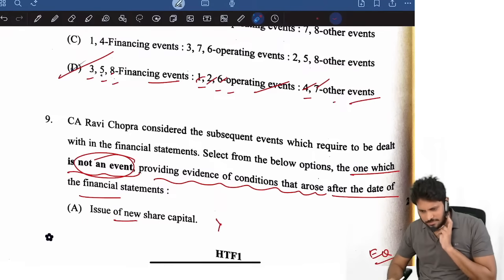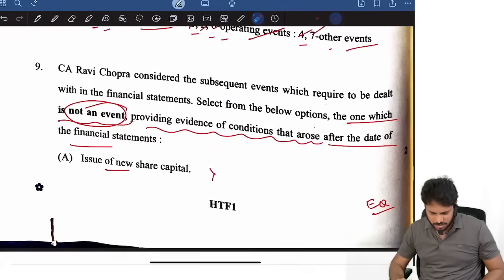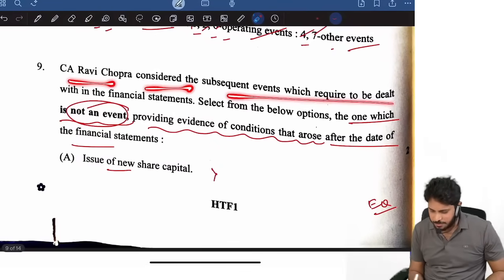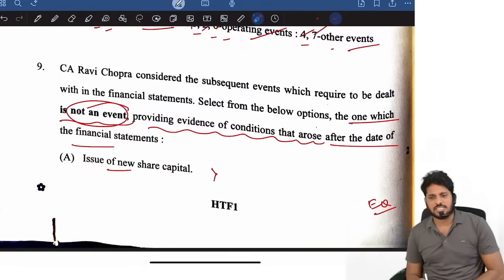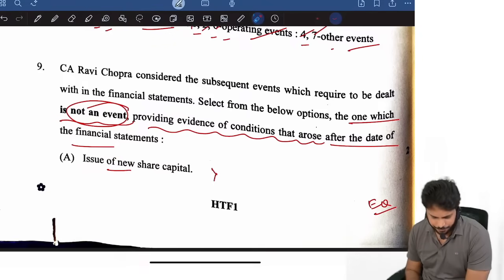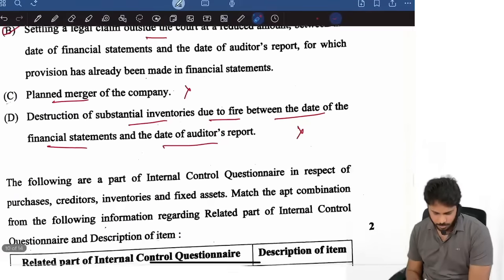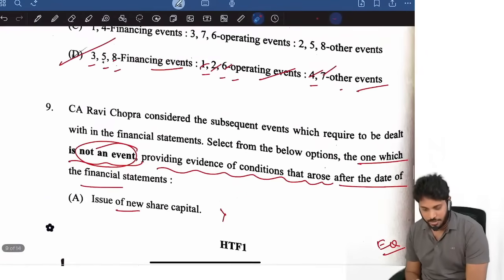Deepak is asking about a Ravi Chopra question. What happened in the Ravi Chopra question? Here Ravi Chopra considered a subsequent event which was required to be dealt with in the financials. 9th question you're asking, Deepak or somebody? Please tell me exactly which MCQ. Tell me the number.